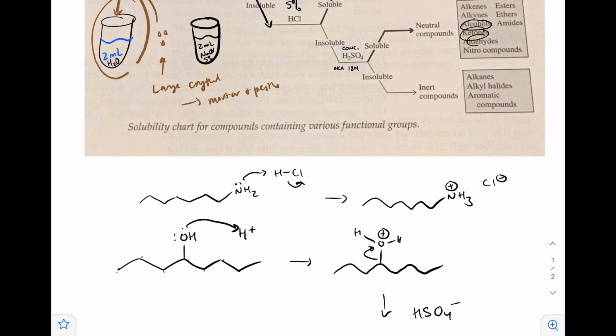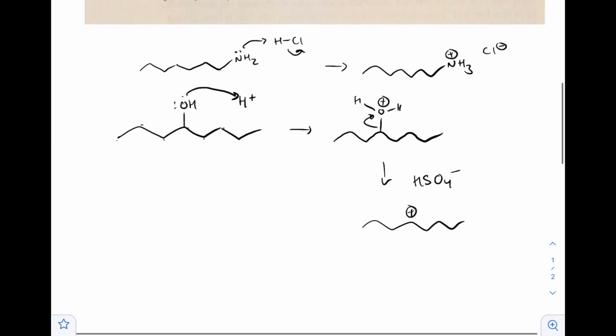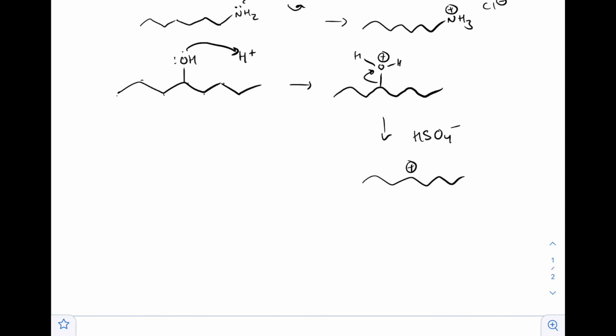Aldehydes, ketones, these other functional groups, they are also going to be reacting with the sulfuric acid. So if we have a carbonyl group, so this could be a ketone or an aldehyde, right? It's going to get the H plus, and then it's going to be that oxonium ion. That oxonium ion's charged, and it's also going to be soluble in the sulfuric acid. Okay.